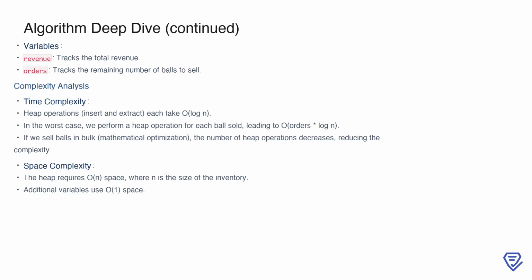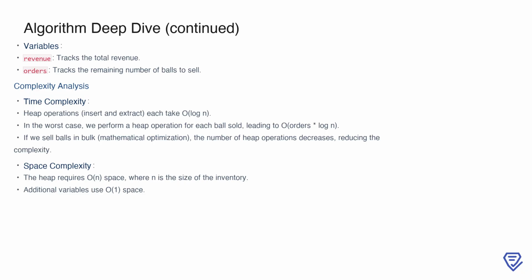However, when we apply the mathematical optimization to sell balls in bulk, the number of heap operations decreases, leading to an improved runtime. As for space complexity, the heap itself requires n space, where n is the size of the inventory. Additional variables, like revenue and orders, use only one space. This makes the algorithm space efficient as well as time efficient. Overall, the combination of a max heap, mathematical optimization, and greedy principles ensures that the solution is both optimal and performant for large inputs.